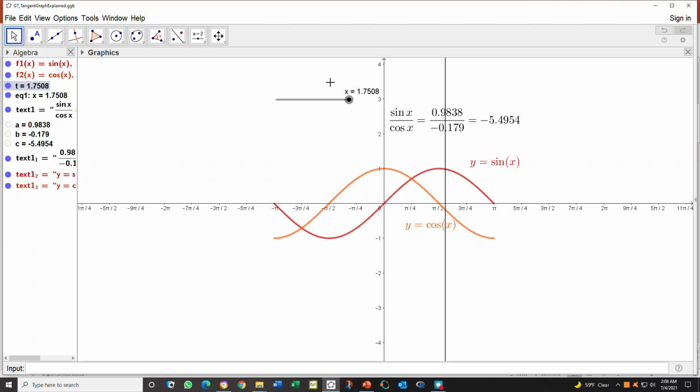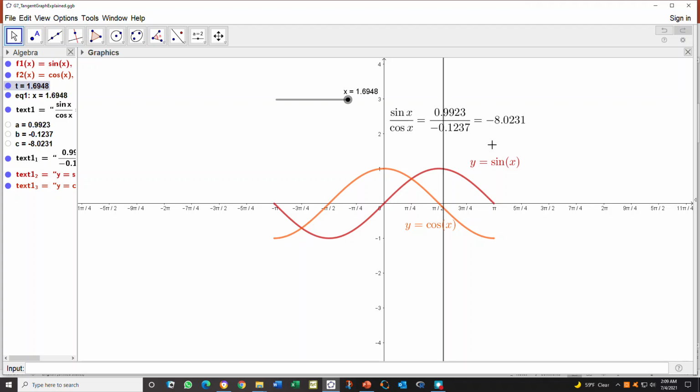Those values are negative because sine is still positive, 0.98 something. However, the cosine has become negative. So we have a positive number divided by a negative number. No wonder that's a negative number. So to the right of pi half, tangent x is certainly negative. And as we let x approach pi half from the right, get closer and closer, it's going to become a much larger and larger negative number.